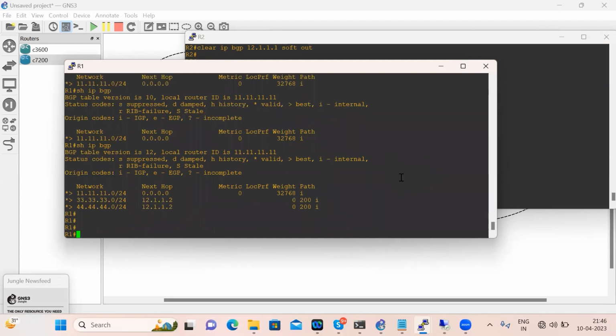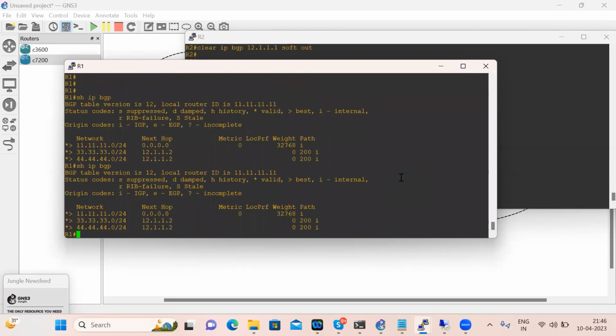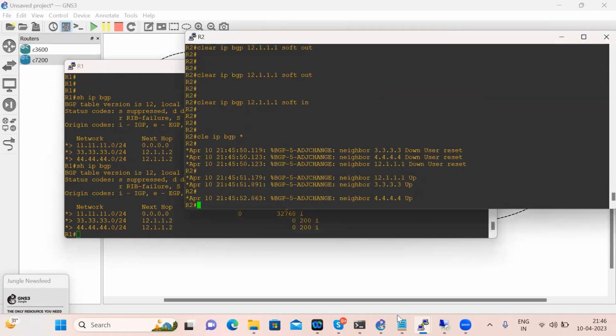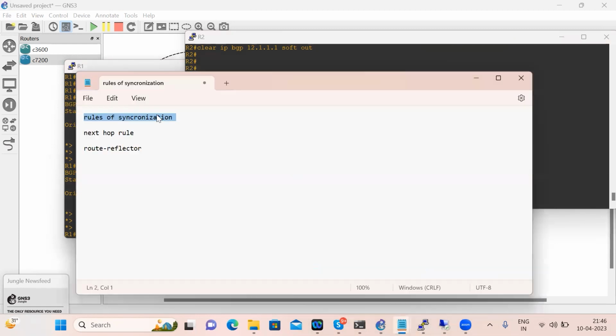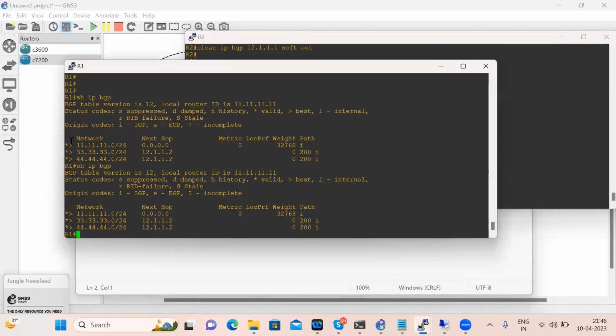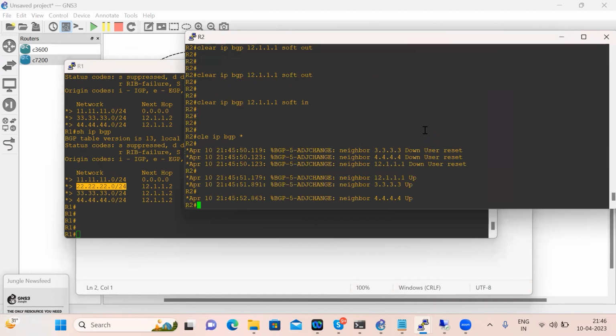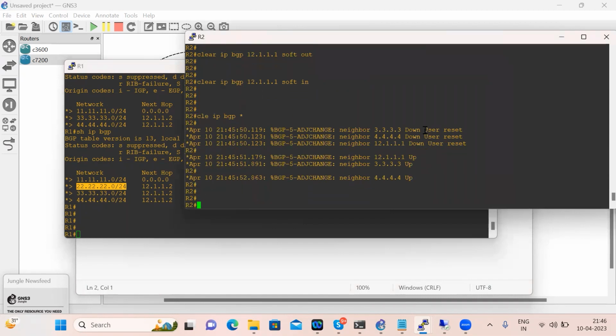See, now it has started advertising the iBGP learned routes as well. After some time, you will get 22 as well. So we got this rule. But where is 22? 22 will also come. BGP is very slow. It will also come. Okay, so this is the rule of synchronization.